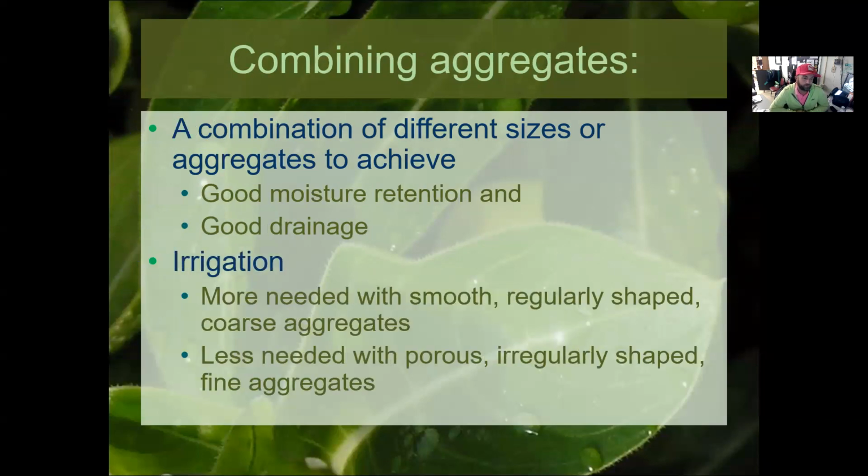So irrigation: more needed with smooth, regularly shaped coarse aggregates, and less needed for porous, irregularly shaped fine aggregates. So if you have regular shapes, you're going to need a little more irrigation. More irregular shapes are going to require less.